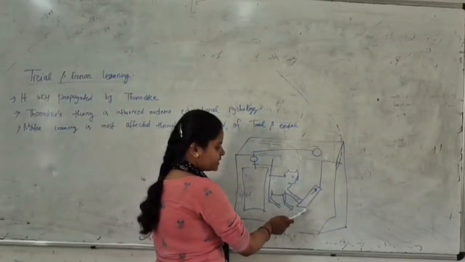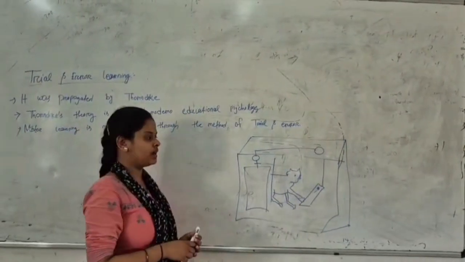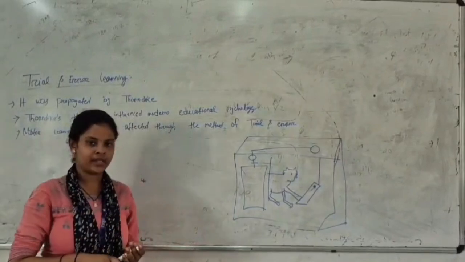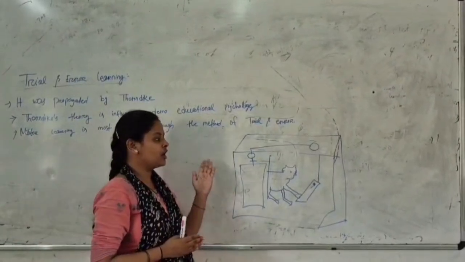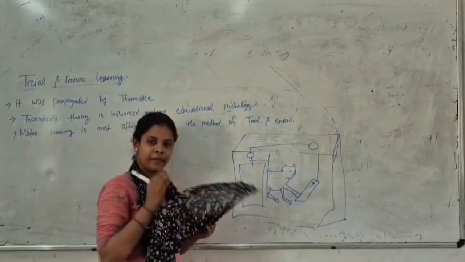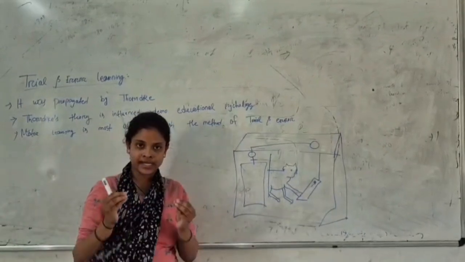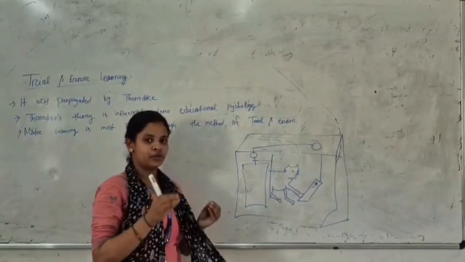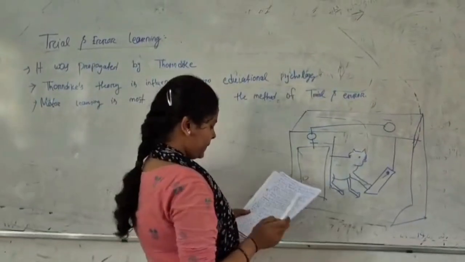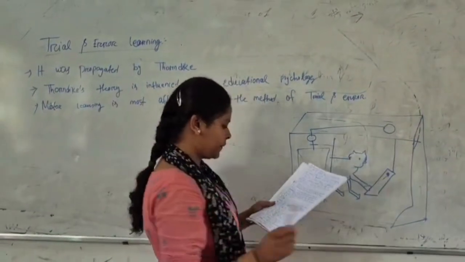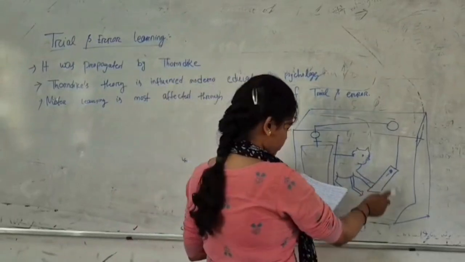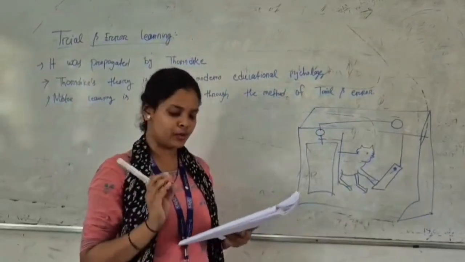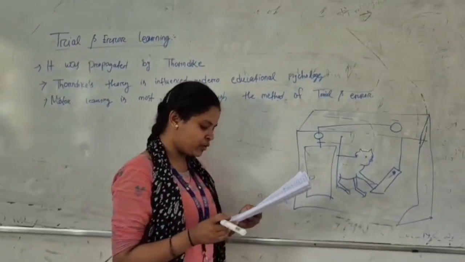In the experiment, a hungry cat is kept inside a box, and a piece of fish is kept outside the box. The cat is kept hungry, and the fish is kept outside to make sure that the cat is sufficiently motivated to go into action.